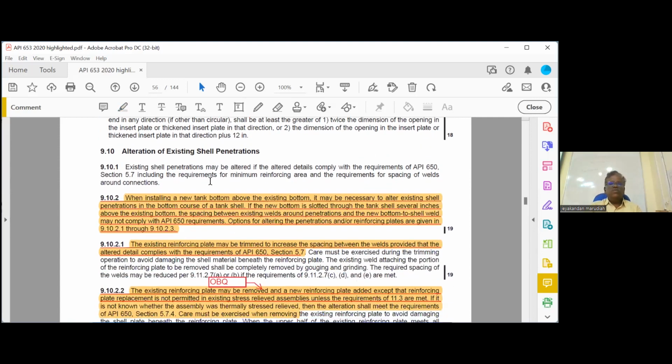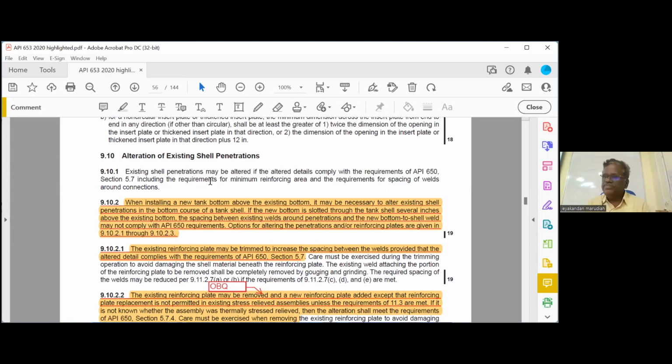Now, what is meant by new bottom? I told you, when the bottom is severely corroded, there is no choice of repair. Repair means only a small area we can repair. So they will go for a replacement of the shell bottom. How will they replace the shell bottom? See, this is my bottom like this. Then what will they do?